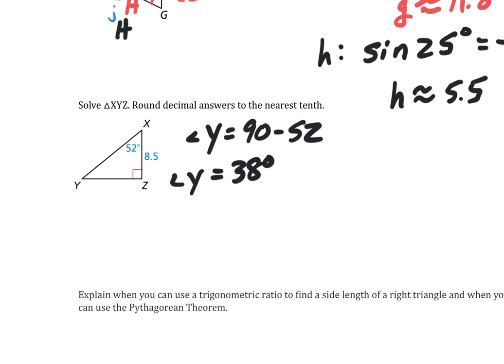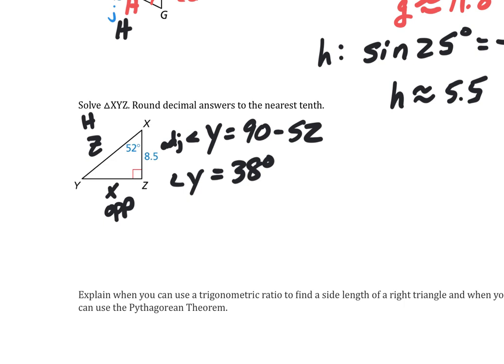Okay, so I'm going to try not to gum all this up so it's a little bit easier to identify what's going on here. The pieces that I would use here, I'm going to label this side little x. I'm going to label this side little z, because it's opposite of those two angles. From 52 degrees, what side would 8.5 be? Adjacent. This would be opposite, and this would be the hypotenuse.